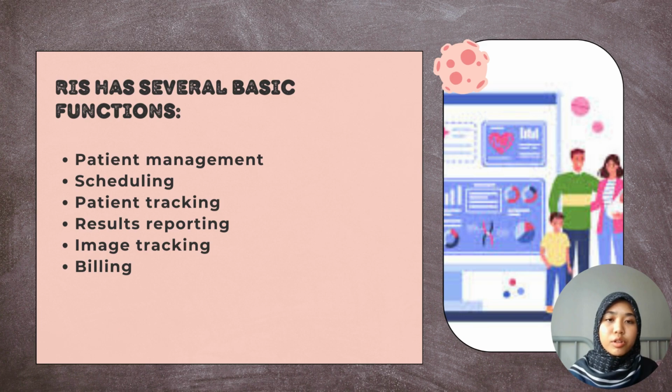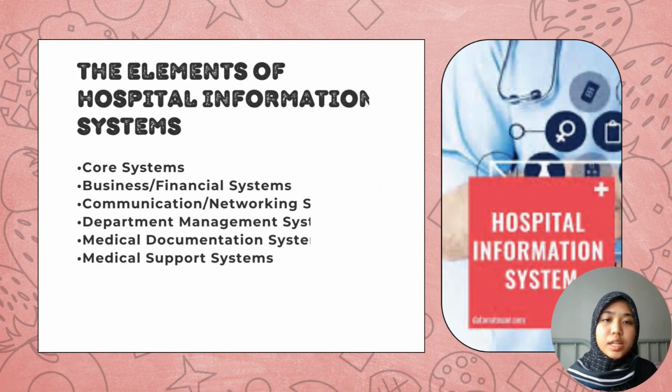Last but not least is billing. RIS systems handle electronic payments and automated claims in addition to providing comprehensive financial record keeping. However, these features are increasingly being integrated into the entire EHR systems of medical organizations. There are elements of hospital information system, which are core system, business or financial system, communication or networking system, department management system, medical documentation system, and medical support system.